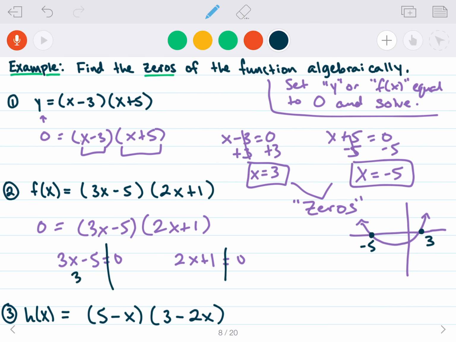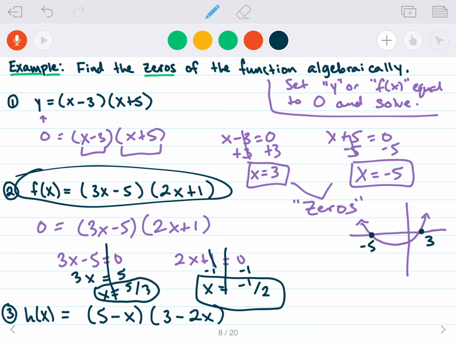I'm going to add 5 to get 3x equals 5, and then I'm going to divide by 3 to get x equals 5/3. So this thing is going to cross the x-axis at 5/3, and it's also going to cross the x-axis over here. If I solve for x, I'm going to subtract 1 and divide by 2 to get x is equal to negative 1/2. So it's going to cross the x-axis at both of those places, and what you should be doing throughout this lecture is verifying that I'm not lying and going on Desmos to check for yourself. Just put this equation in Desmos and make sure that this makes sense.